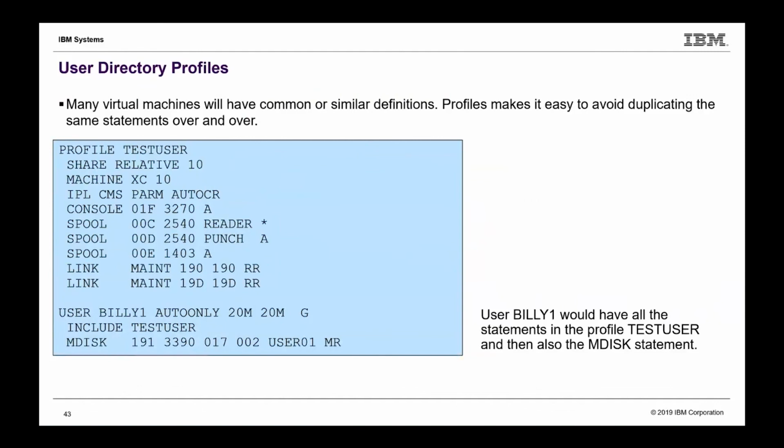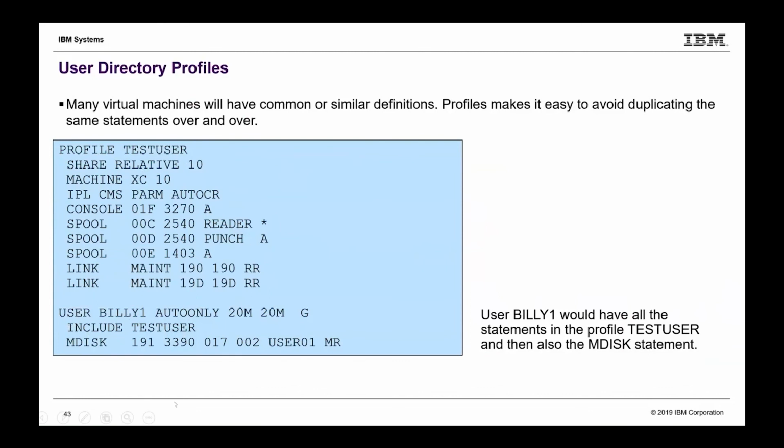So when I have my user Billy1, it's using this include statement here to include this profile. And so all these statements up above, from the share relative down to the link maint 19dog, are really going to be included in this user directory statement for the Billy1. And so that saves me a whole lot.